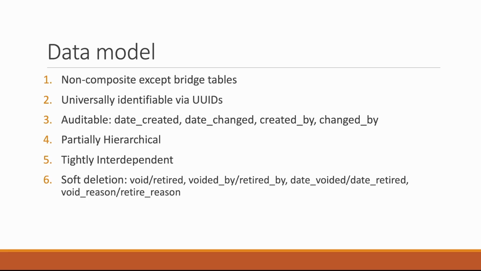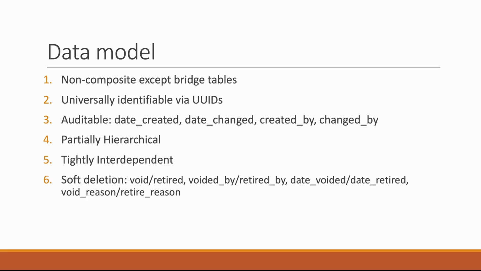Now, there are two different terminologies being used. One is void and one is retired. Retired is used mainly for metadata tables. Void is used mainly for entity tables. Right? So if you have voided a patient, the patient is going to be voided, and for a user, the term we'll be using is retired.